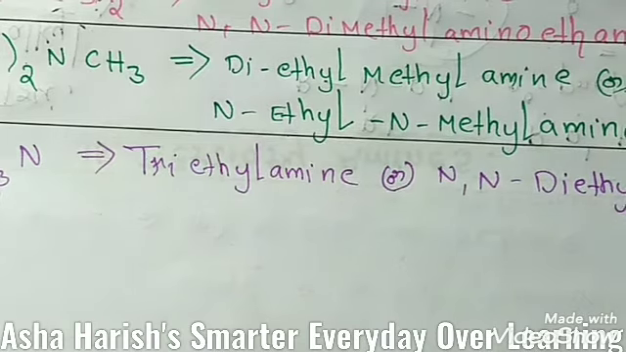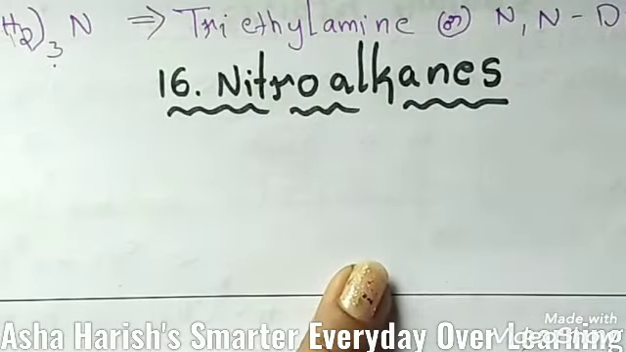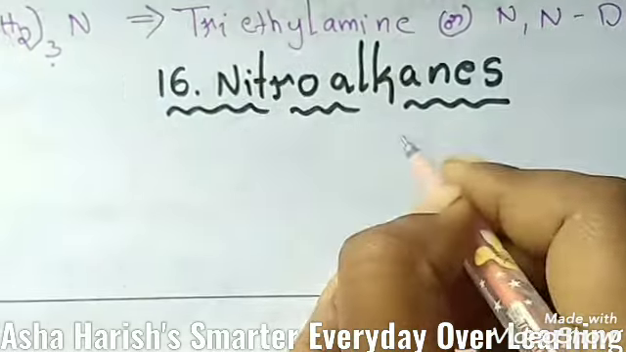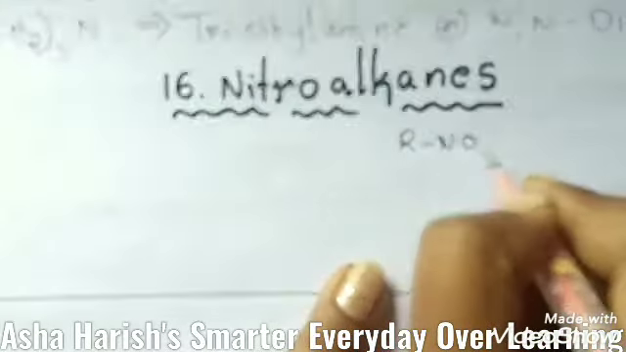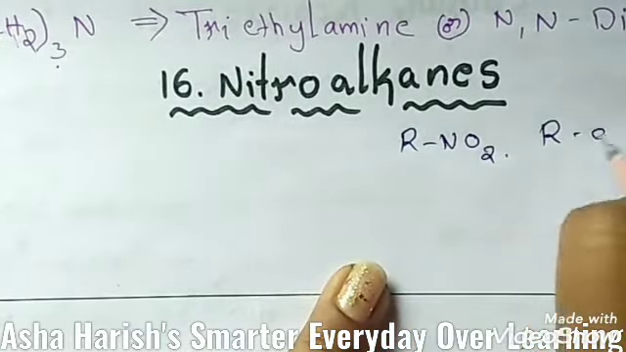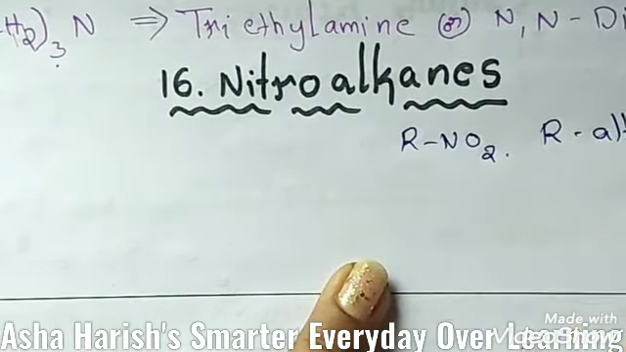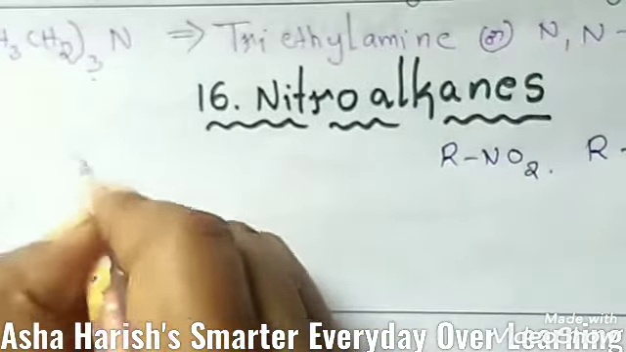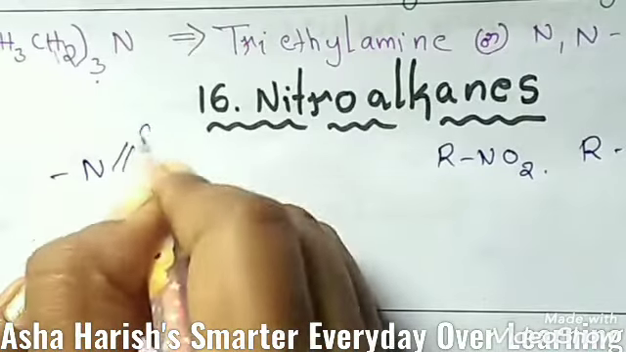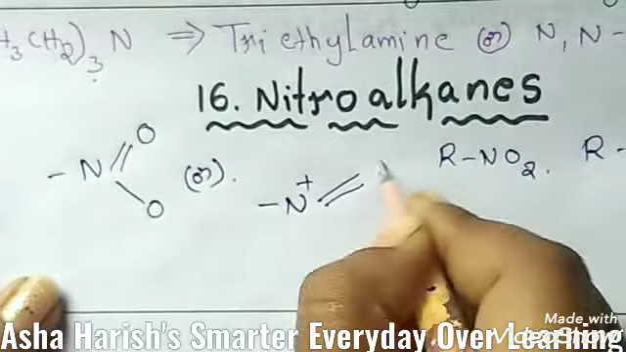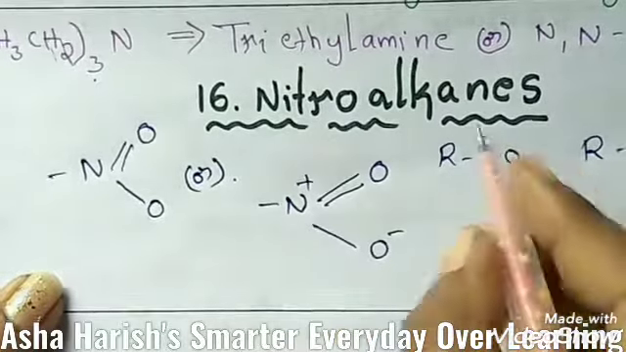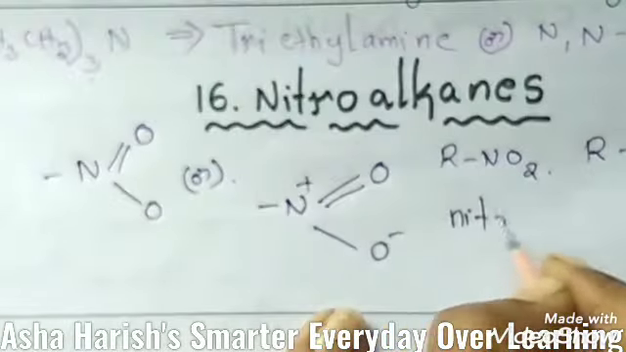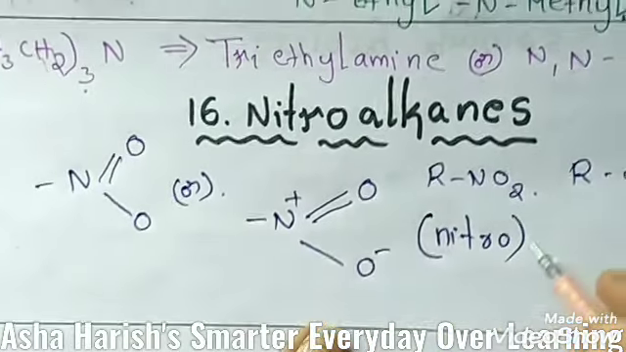The 16th one, nitroalkanes. The general formula for these nitroalkanes is RNO2, where R is any alkyl group you can take in the place of R. And what is the representation of the functional group here? N double bond O and O, or N plus ion representation. Like this also you can write, and here you should add the word nitro.